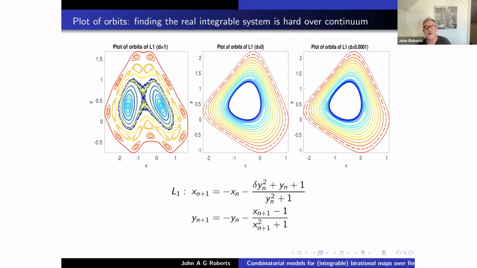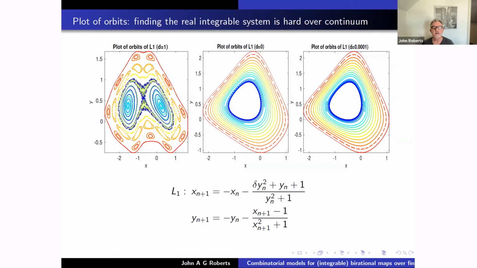There is a tyranny of working over the continuum, which is part of searching for integrable systems. So here are three plots of this map L1, which for delta equals 0, that's the middle plot, is what we call a QRT map. So it has a definite rational integral. And you can see that the orbits lie on curves, which are the level sets of this rational integral.